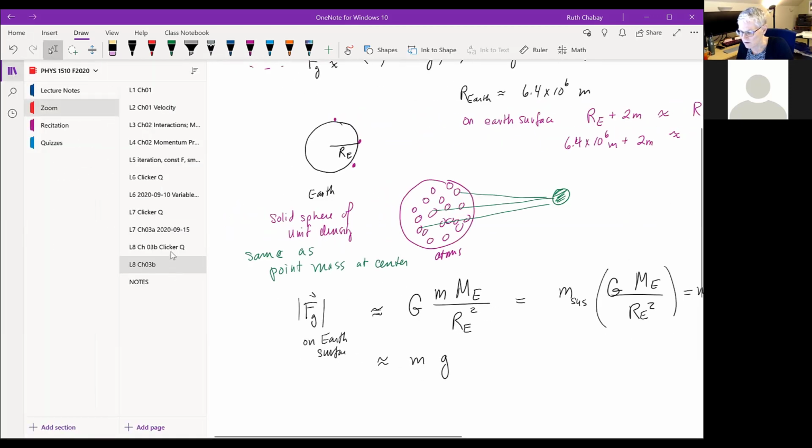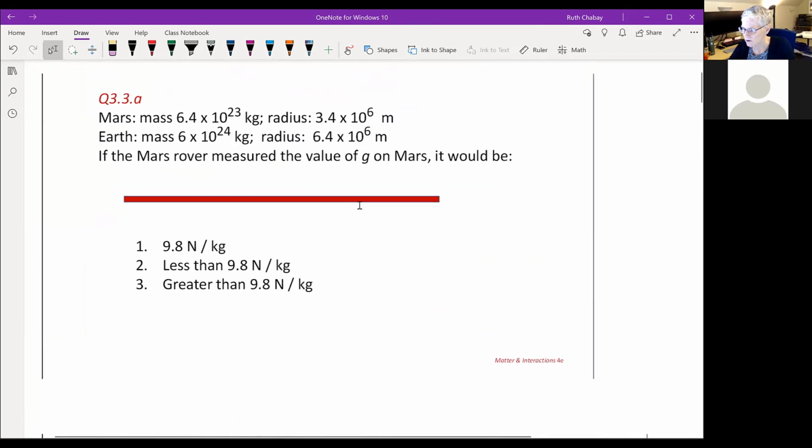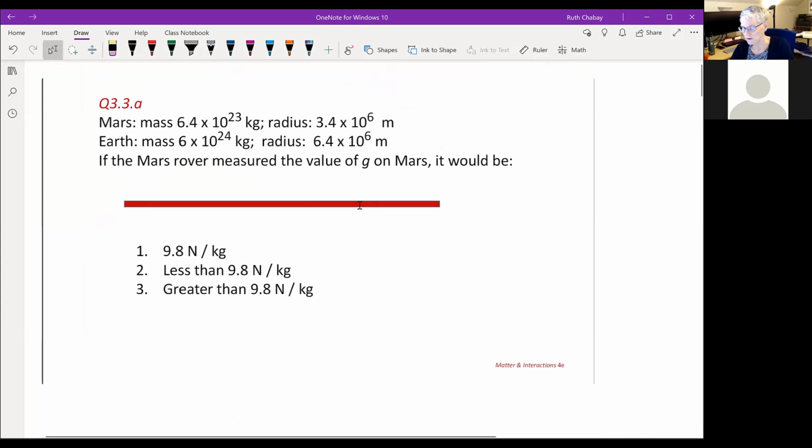So let's see if we can reason about this a little bit. Here's a question. Suppose we're on Mars. The mass of Mars is an order of magnitude smaller than the mass of the Earth. It's 6.4 times 10 to the 23 kilograms. Its radius is smaller than the radius of the Earth. All I have is a poll with 4 alternatives, so don't answer 4. If the Mars rover measured the value of g on Mars, would it be equal to 9.8 newtons per kilogram, smaller, or greater?